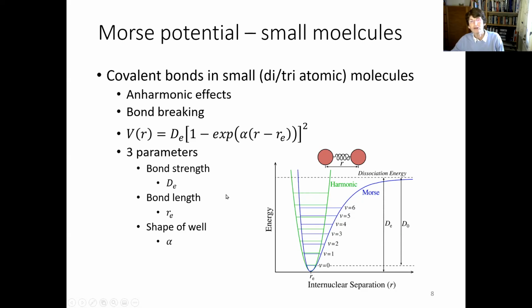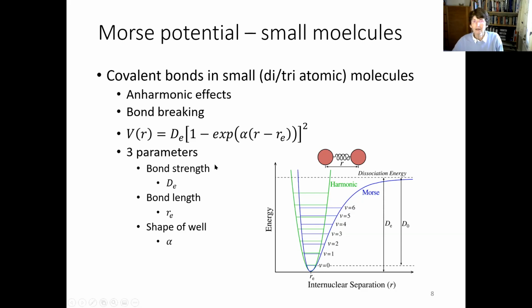So the three parameters all have physical meaning. One is the dissociation energy, which is the energy required to move the atoms from the bonded state to infinity. Obviously r_e is the equilibrium bond distance, and alpha is a measure of the anharmonicity. So these can all be derived from experimental parameters, so we can get very accurate parameters for the Morse potential for these small molecules.